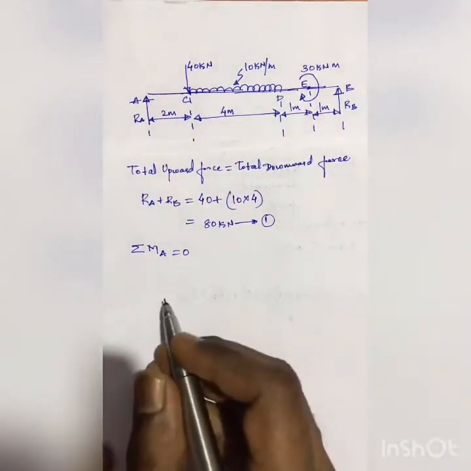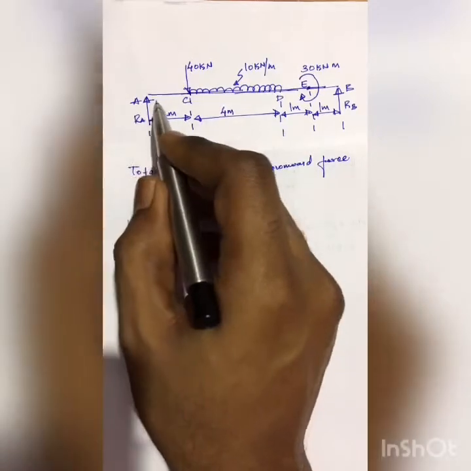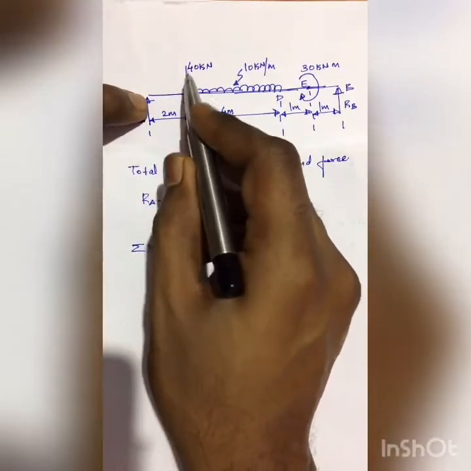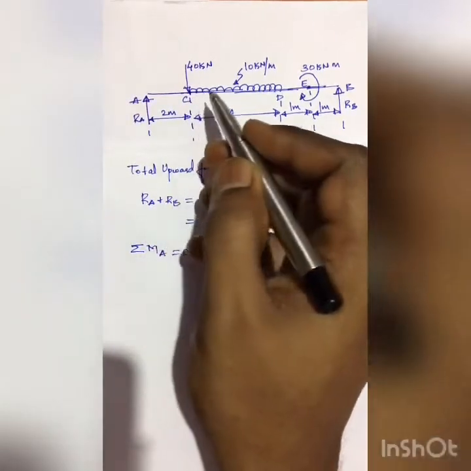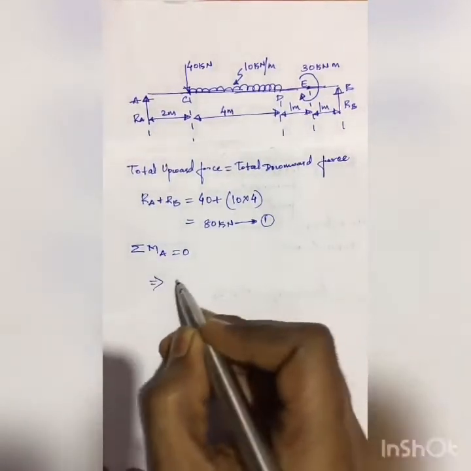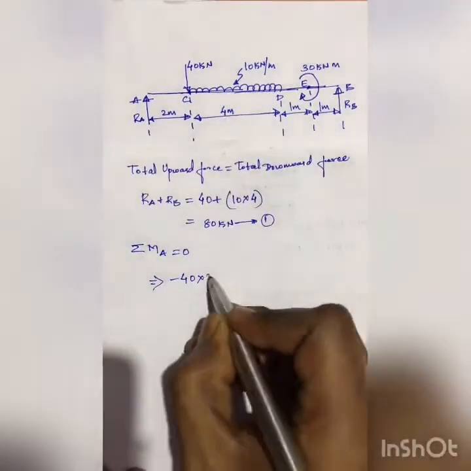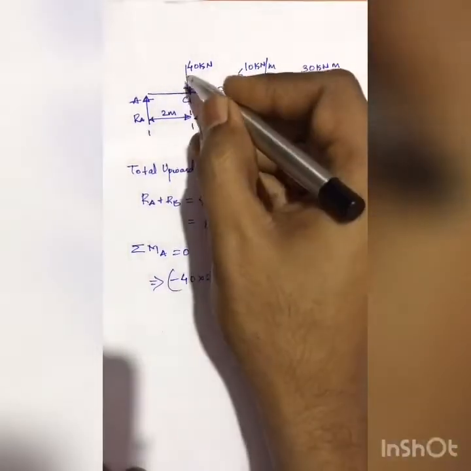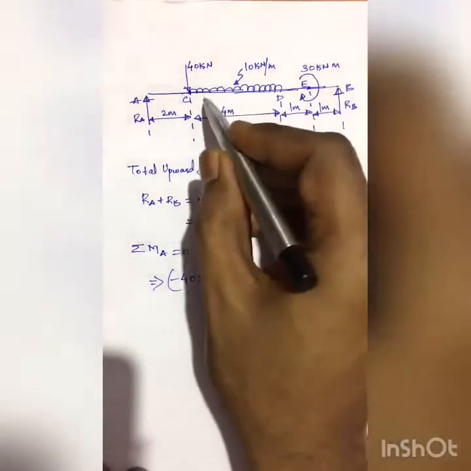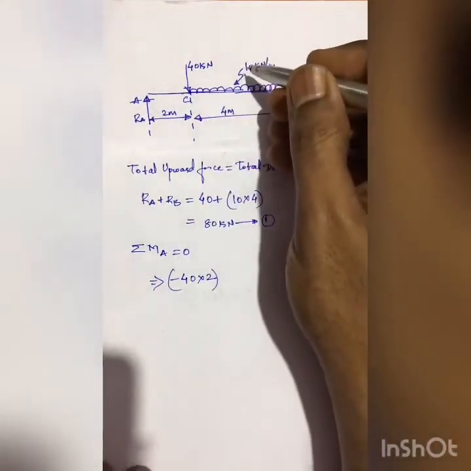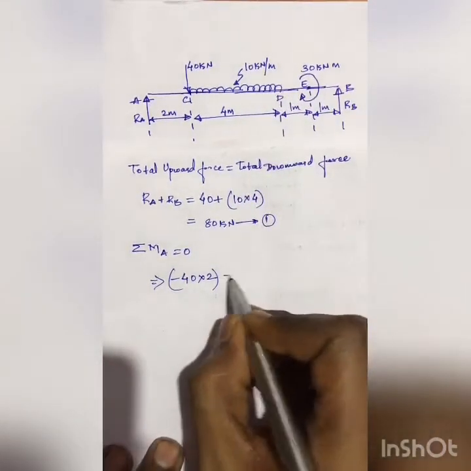First I'll consider the moment due to this point load about A. It is trying to create a bending moment in clockwise direction, which is negative. So I'll take minus 40 into the distance from A, which is 2. This is negative because it creates a clockwise bending moment. Next, I need to consider this UDL. This UDL also acts in downward direction with respect to A, and also creates a clockwise moment, and hence that also is negative.